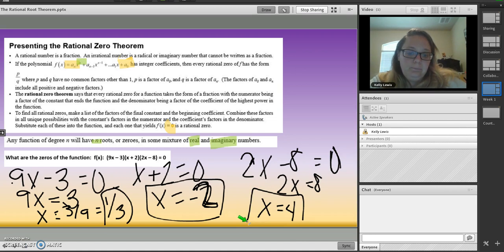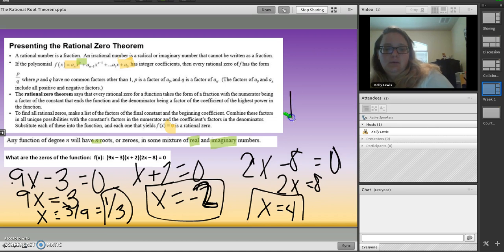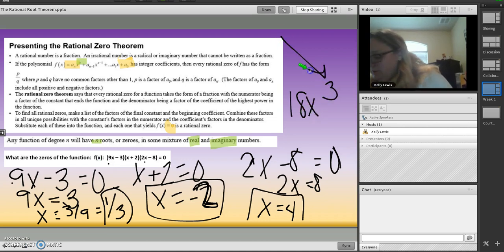All right. So I get 3 solutions, 3 zeros, roots. There were 3 factors. Now if I multiplied all of this out, I would get 18 as the leading coefficient because I did 9 times 2. I would get x to the 3rd, and so the degree would be 3, and so that means that there would be 3 solutions.